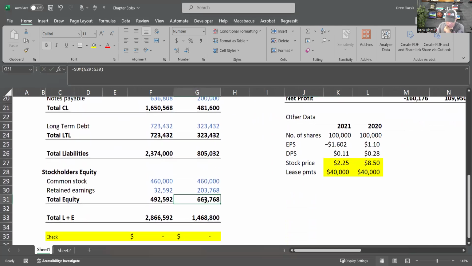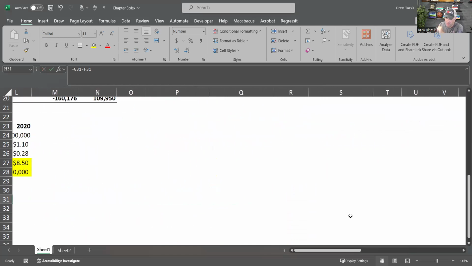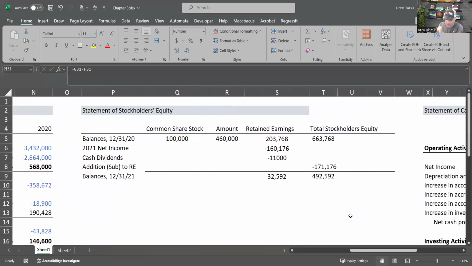If I go back over to the balance sheet, we had 663 and we went down to 492, and I could do this check. I can say 663 minus 492, and that's the 171,176. That's 160,000 of net profit and 11,000 on dividends. Okay, so we finished there.